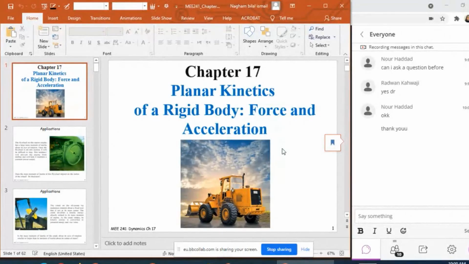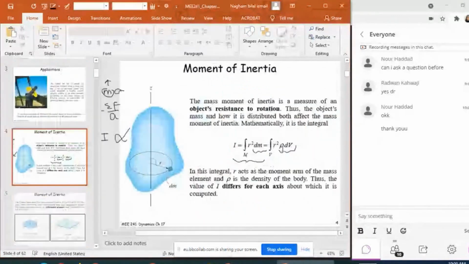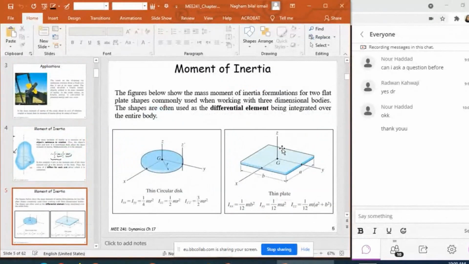So in chapter 17, guys, we talked about kinetics of a rigid body, and we started the first part in finding the moment of inertia. I don't know if you went back to the videos of statics and saw the area moment of inertia. It is in fact the same concept, except here we have a mass moment of inertia. So instead of multiplying the radius squared by area, we have to multiply it by m, by the mass.